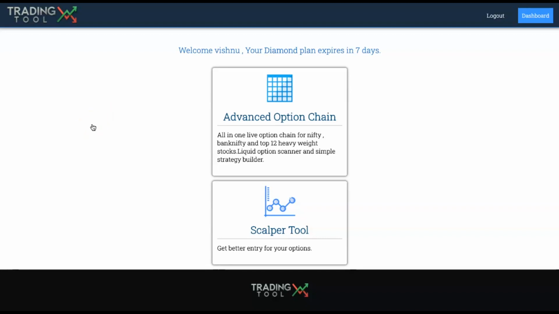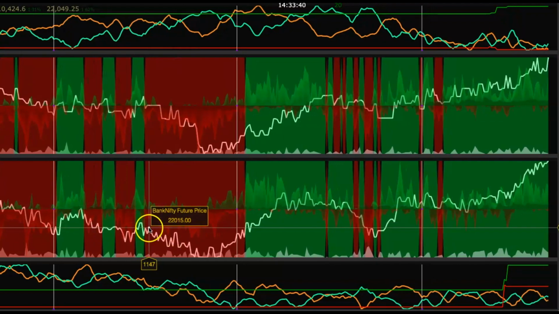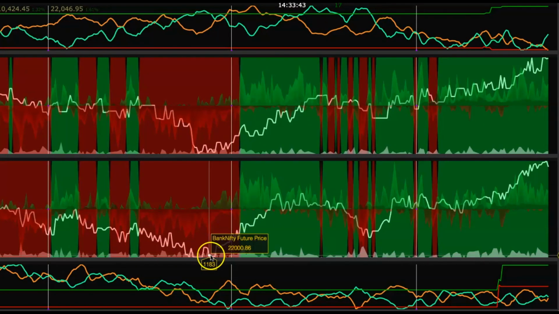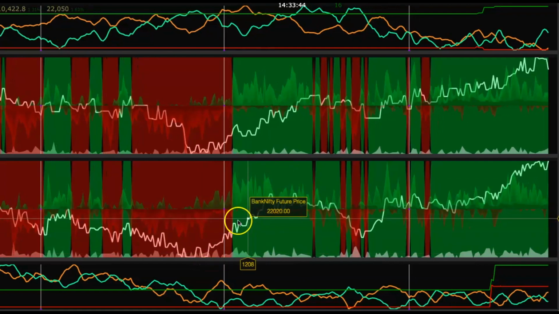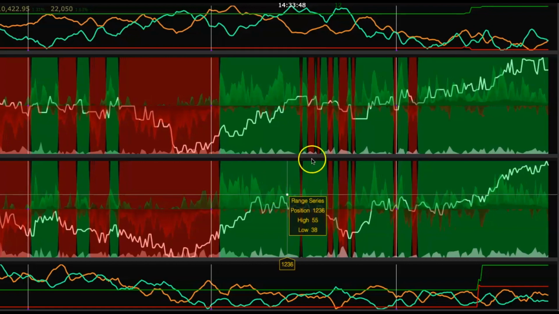Today let us look at the Scalper Tool. It is an upgraded new version. Let me show you. So it's basically a second by second chart. We can see the red color signal started and we have got around 15 points here. And when the green started here, we got around 15 points.